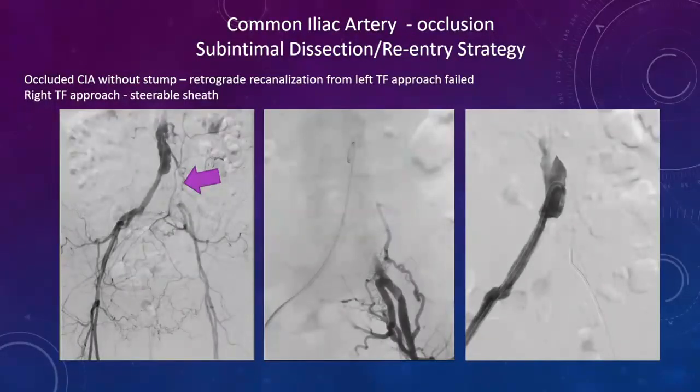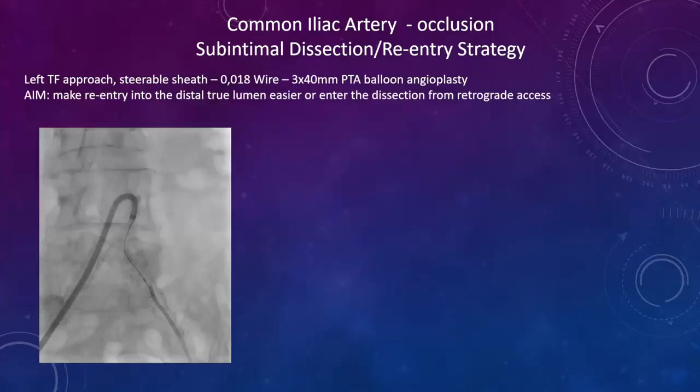In this scenario, we had an occlusion of the common iliac artery, and we used the subintimal dissection re-entry strategy. As you can see, retrograde access failed again. We went with the crossover approach, used the steerable guiding sheath, and entered in the same fashion with a low profile wire and the balloon, crossed the lesion, and opened up the subintimal space.